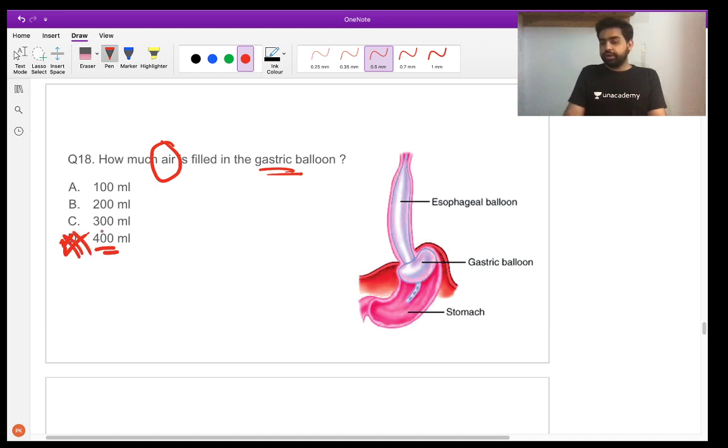I'm really sorry, that is not the answer, Shalini. You're wrong. The answer to this particular question is C, 300 ml. So how much total air is injected into the gastric balloon? It is 300 ml. Okay, right.